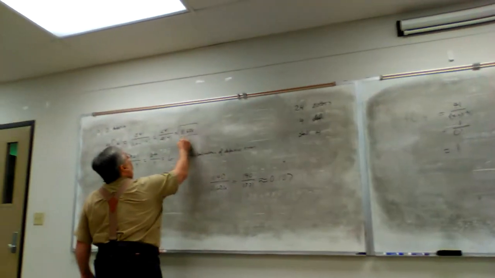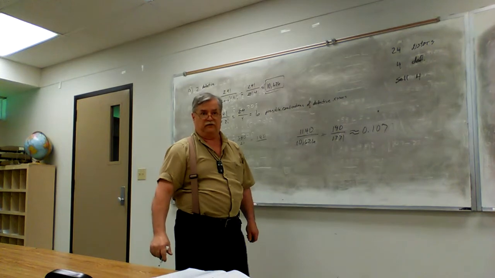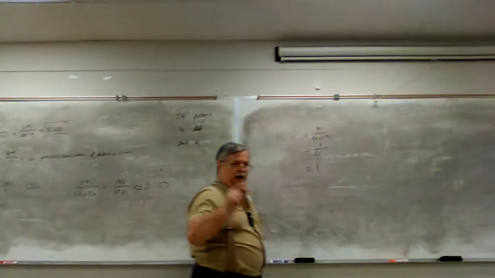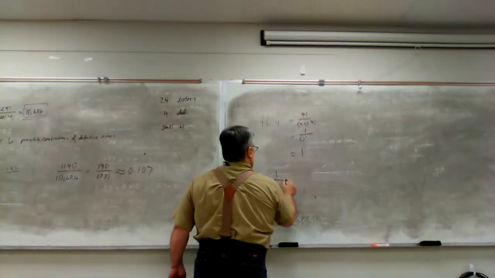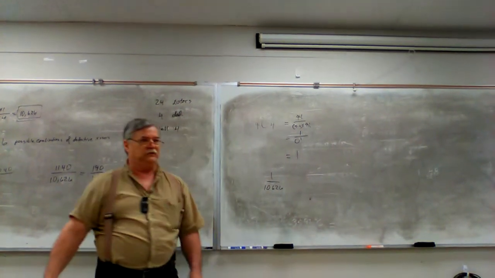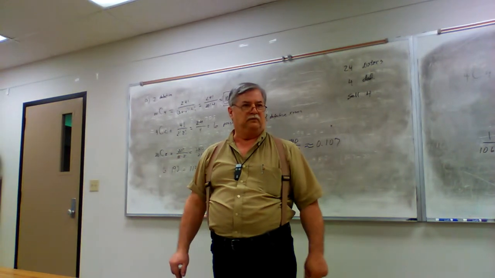But there are 10,626 possible combinations that you could choose. So what's the probability that you would choose that one and only one combination? One chance in 10,626 that you would give them all 4 defective transistors.